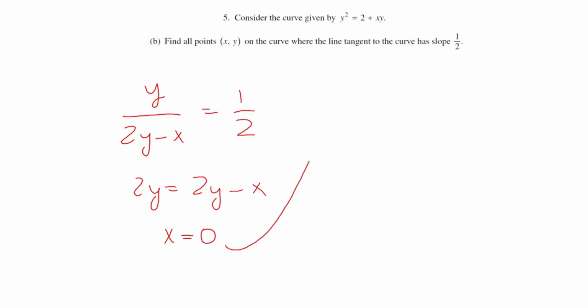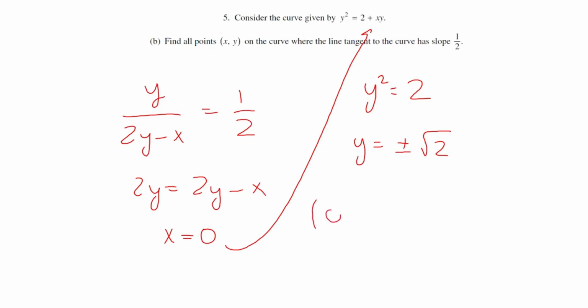So we'll just take 0 and plug it back in up here to get y squared equals 2 plus 0. And square root to get plus or minus root 2. So our points are 0, root 2, and 0, negative root 2. And that was worth 2 points: 1 for setting it equal to 1/2, and 1 for getting the 2 points.